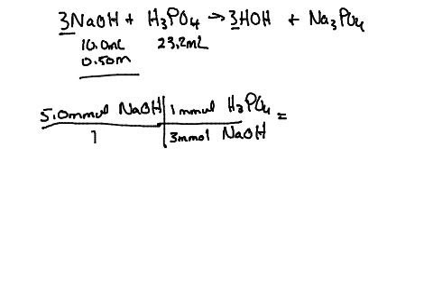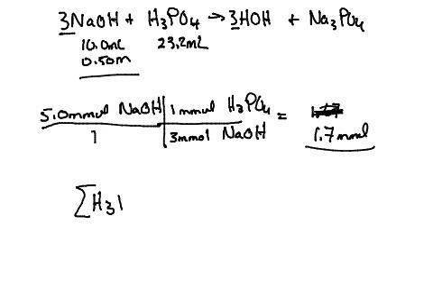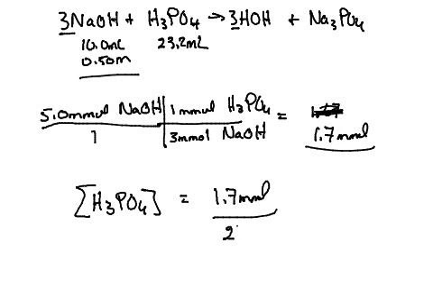When I do the math, it's 1.67. Probably we can call that 1.7 millimoles if we're doing 2 sig figs. So the concentration of the phosphoric acid will be 1.7 millimoles divided by 23.2 milliliters, and that's going to be a tiny number, 0.073 molar. So that's a pretty quick problem.